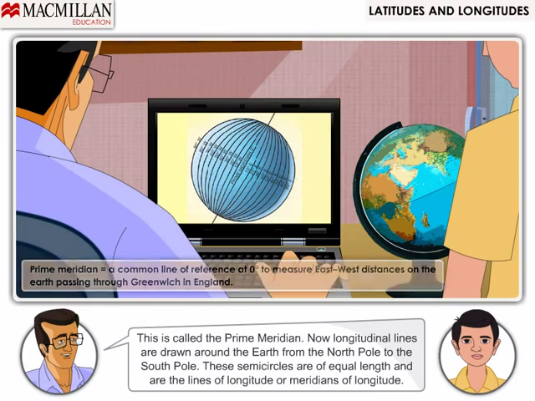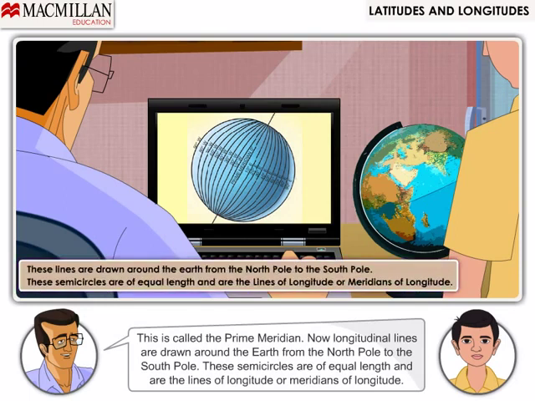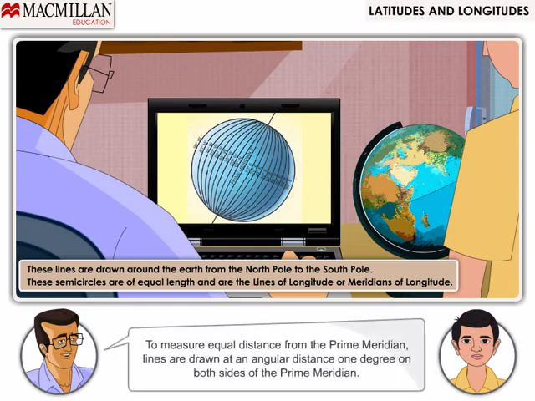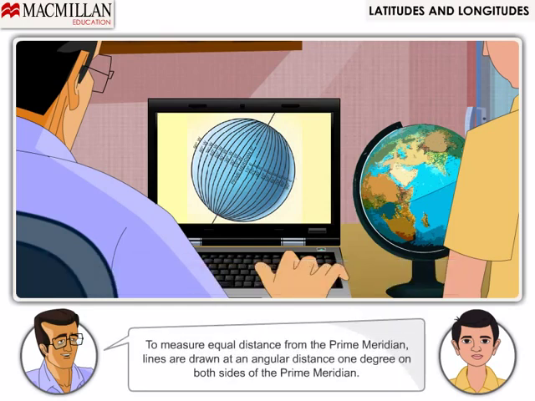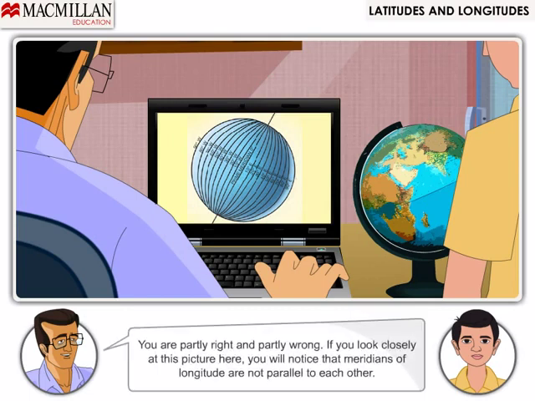Now longitudinal lines are drawn around the Earth from the North Pole to the South Pole. These semicircles are of equal length and are the lines of longitude or meridians of longitude. To measure equal distance from the prime meridian, lines are drawn at an angular distance of 1 degree on both sides of the prime meridian. So they are just like the latitudes, but vertical. Right, Papa? You're partly right and partly wrong.